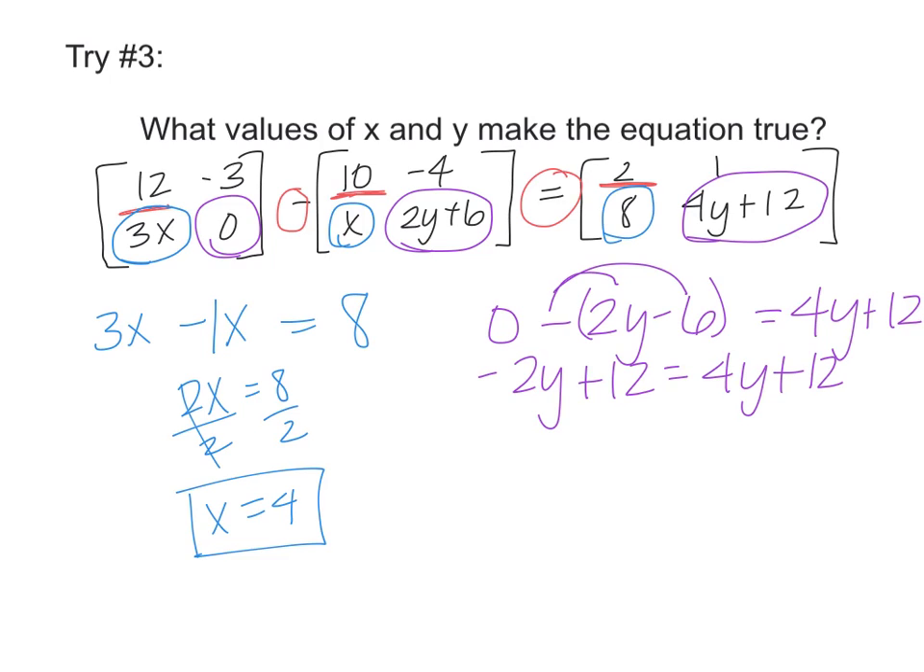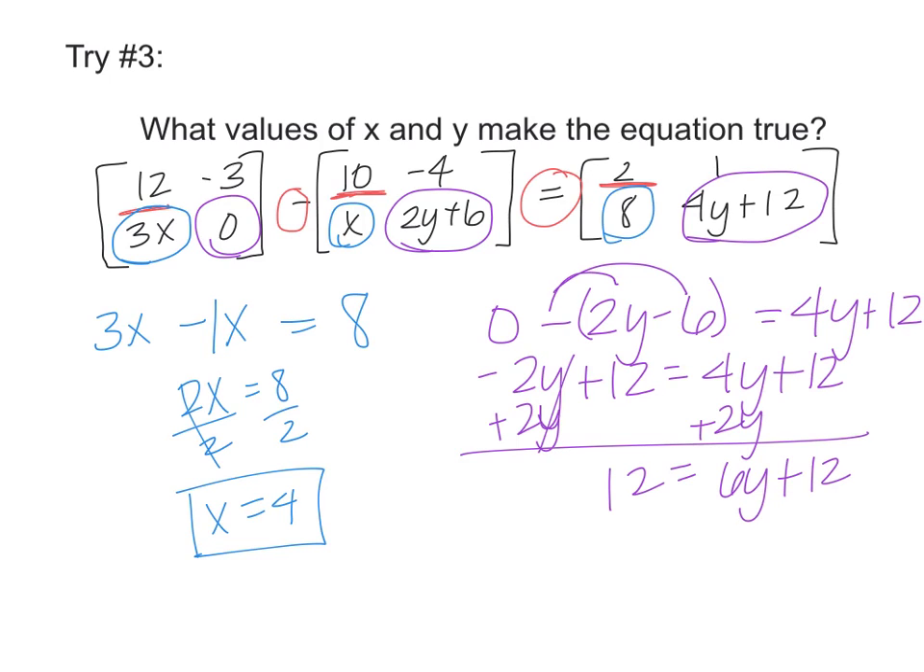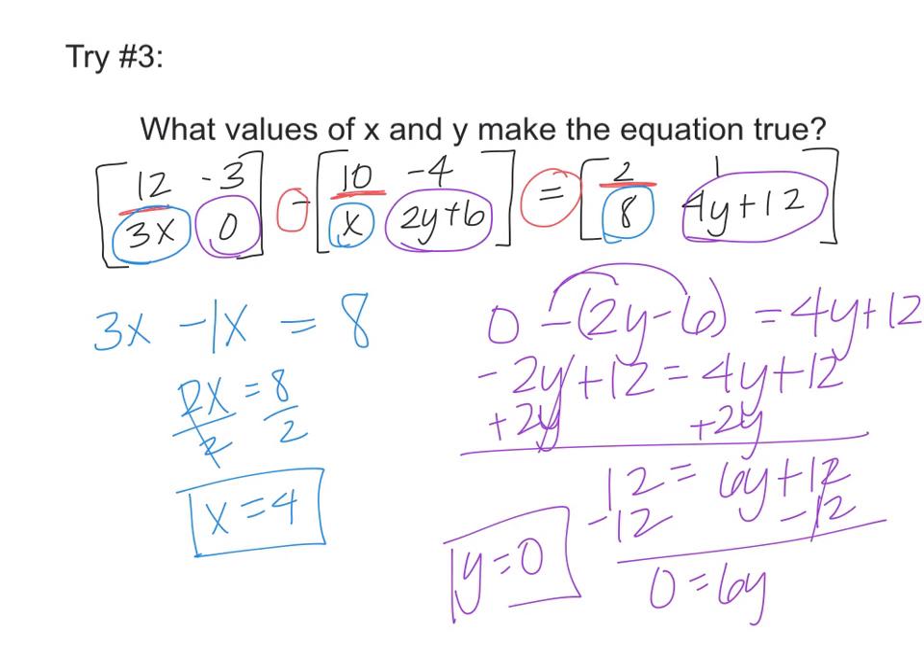At this point, what we notice is that we have variables on both sides, so we need to move the smaller variable. So I'm going to move the smaller variable by adding 2y. I have 12 equal to 6y plus 12. If I subtract 12, 0 will equal 6y, so therefore y must equal 0 because I would divide by 6 on both sides to get 0.